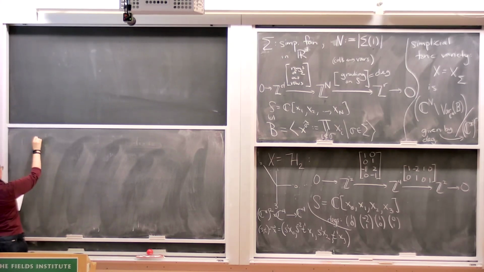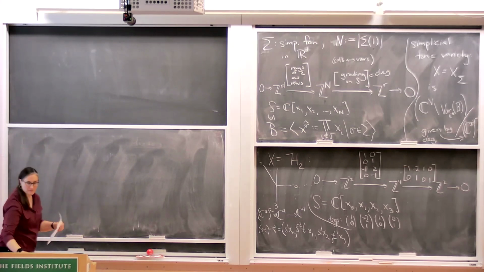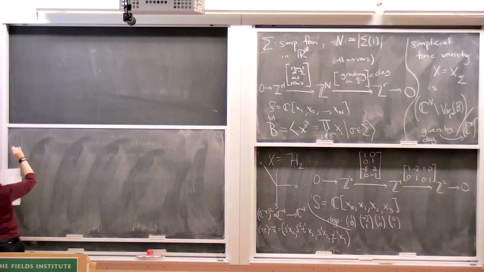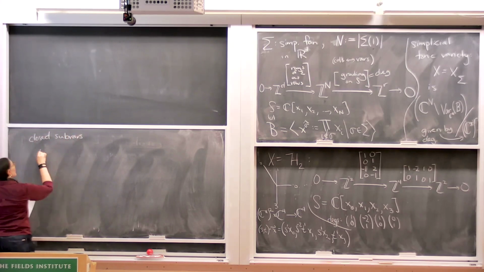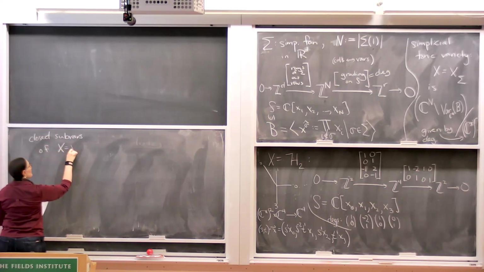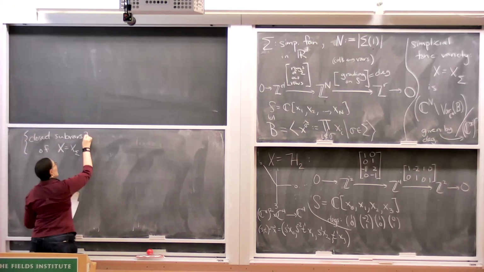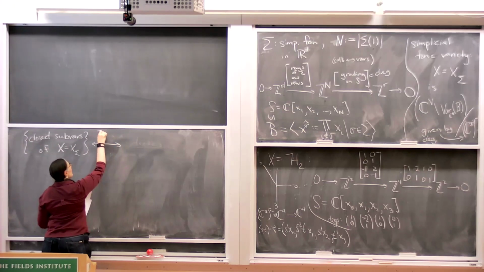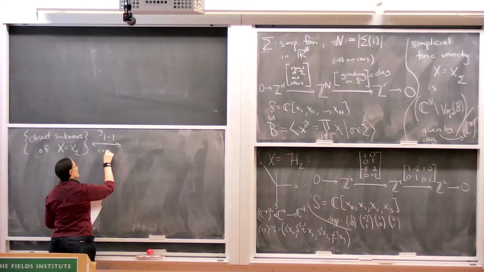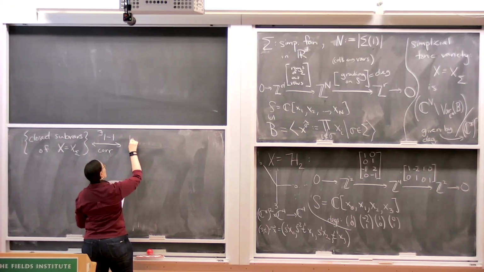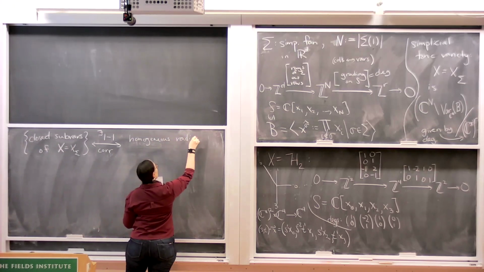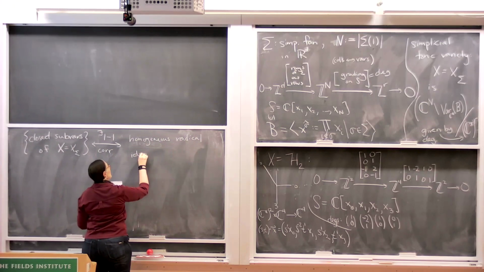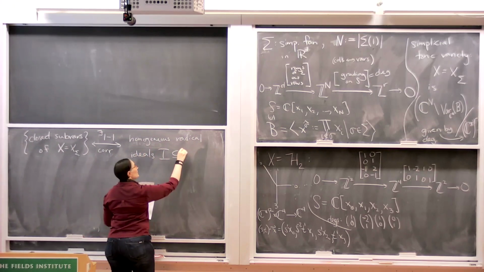Okay, so now I have closed subvarieties of my simplicial toric variety X or X sigma. So there exists a one-to-one correspondence here with now homogeneous radical ideals that live inside B.